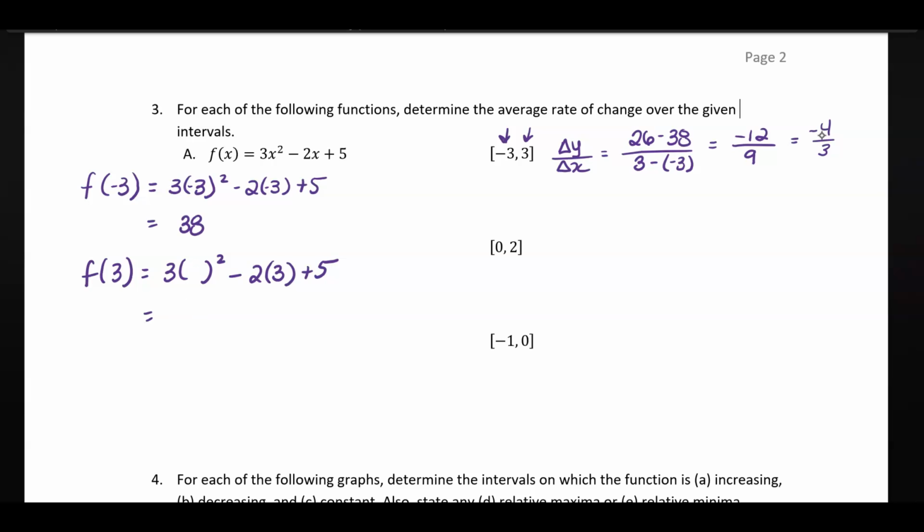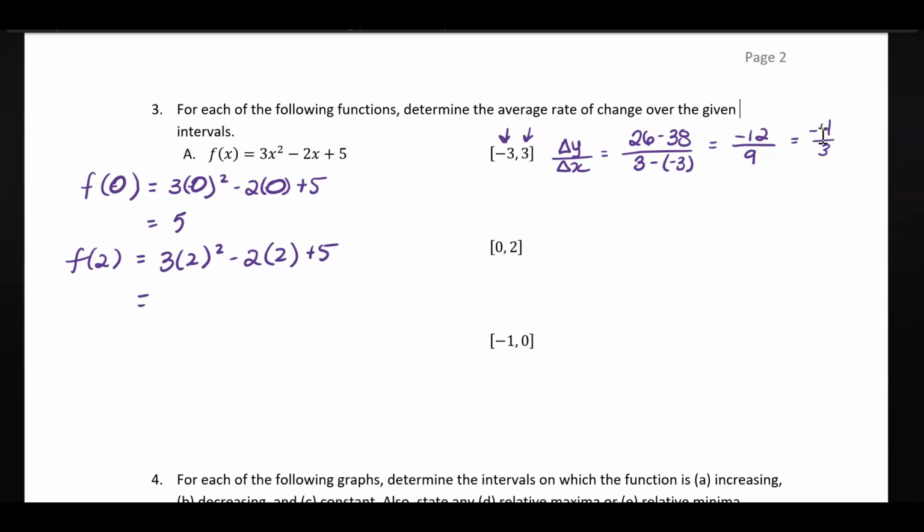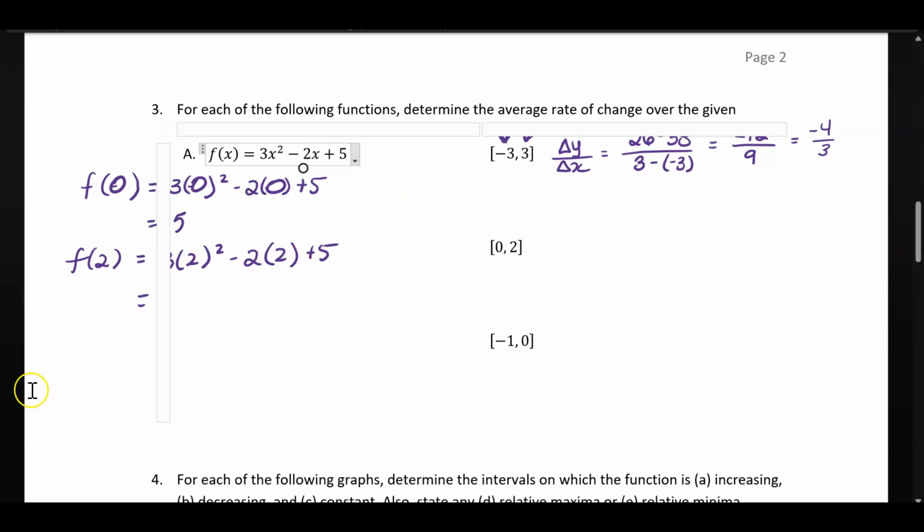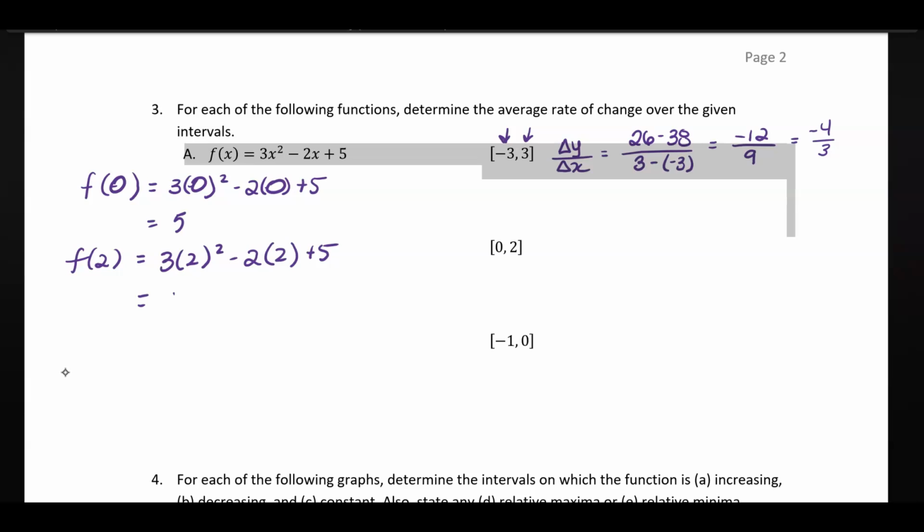So I'm going to go ahead and erase this. So now we need to find out the value of f of 0 and f of 2. So if I plug in 0 here, we're going to get positive 5, and then I need to figure out the value of 2. So I get 13 here. Whoops, I keep clicking on that. Sorry, class. So then this gives me 13.